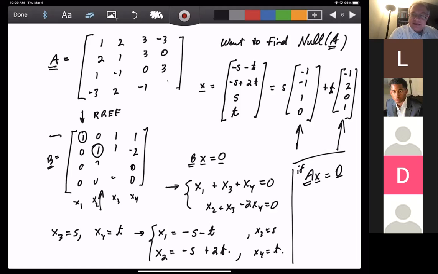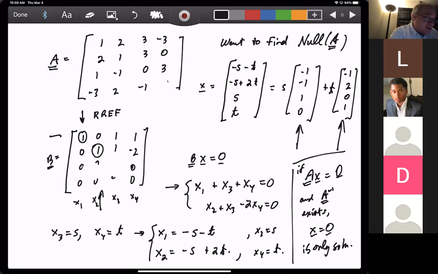All right, okay, so let me ask the question in a different way. Oh, okay, so x equals 0 vector. Good, somebody came up with it. So if A inverse exists, then the 0 vector is going to be the only solution. So the null space in this case would just consist of the 0 vector.